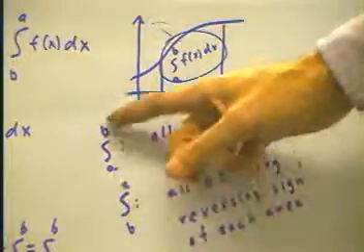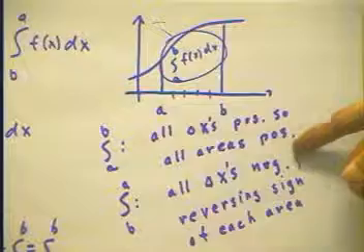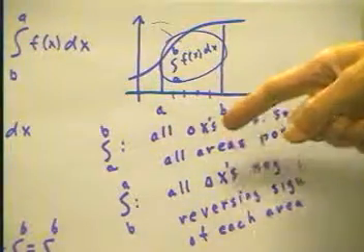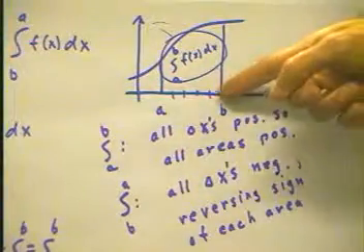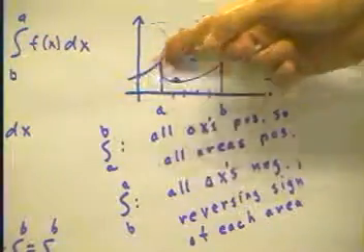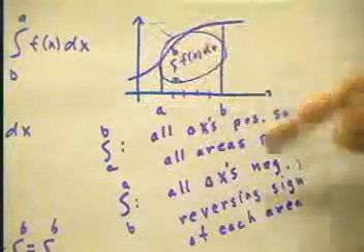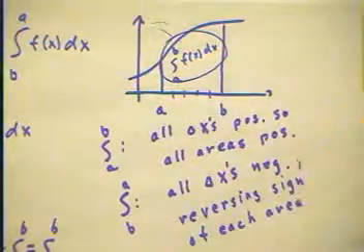So if we integrate from a to b, all the delta x's are positive, so if the function is positive, all the areas are positive. Whereas if we go from b to a, integrating from here to here, we're going to have to use negative dx's or delta x's, which is going to make all the areas negative. So since all the delta x's are negative, if the function itself is positive, then reversing the sign of each area gives us a negative.